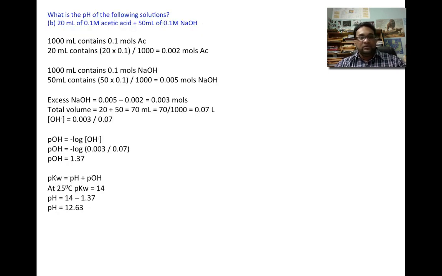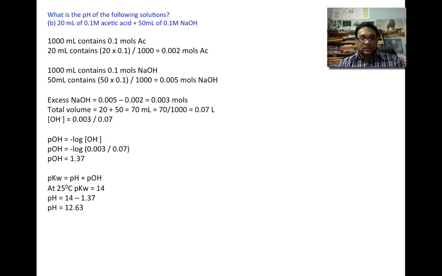So you see again, we're going to be doing something similar to what we did for the first question, which is we're going to find out how many moles of acid and base are in the respective volumes. So again, you're going to be using this 0.1 molar, and 0.1 molar means that in 1,000 mils it contains 0.1 moles. So for the first one, 1,000 mils contains 0.1 moles acetic acid. Alright, so then 20 mils will contain 0.002 moles acetic acid. 1,000 mils contains 0.1 moles NaOH, 50 mils will contain 0.005 moles NaOH.